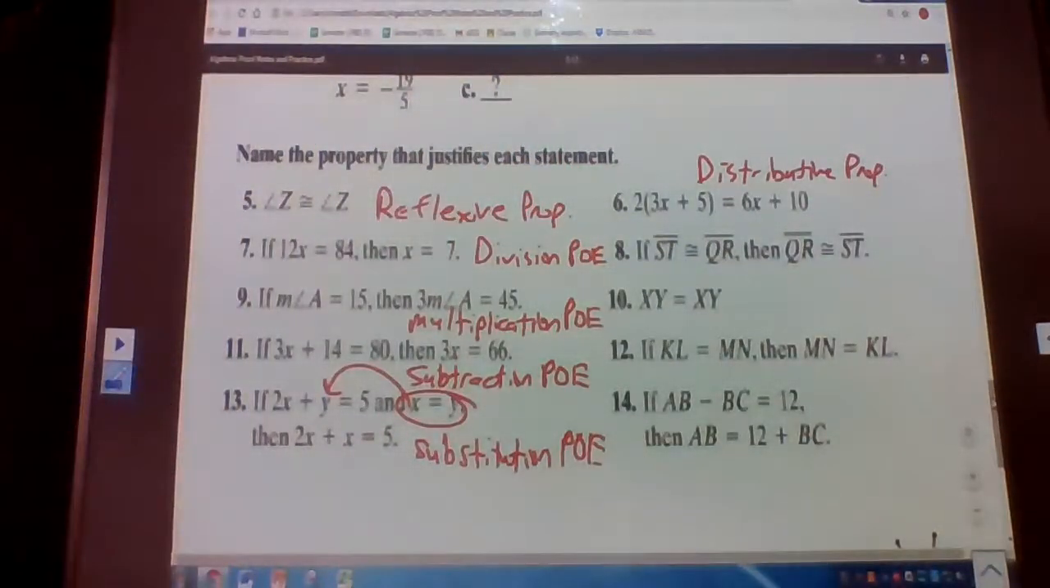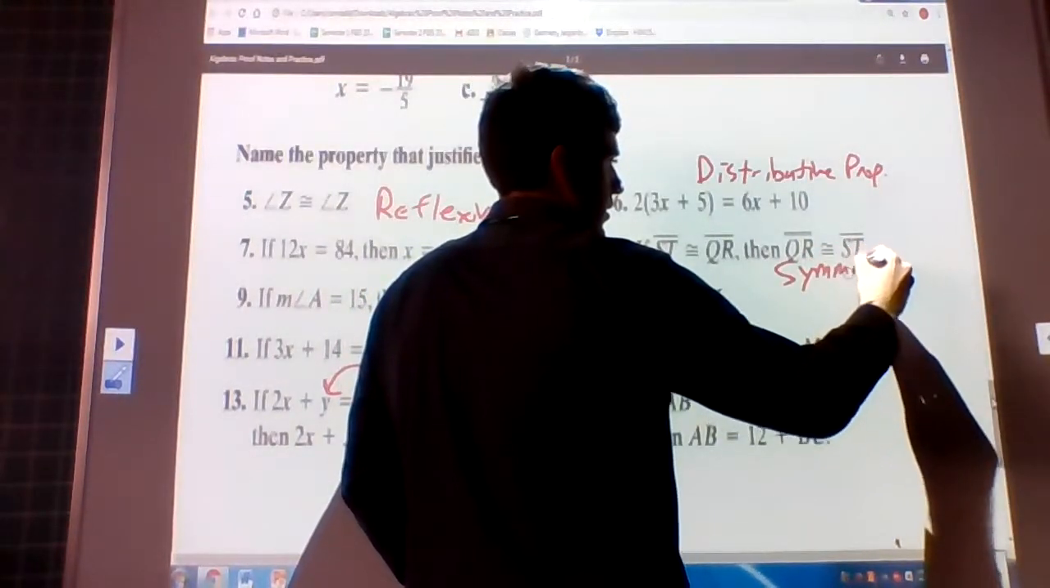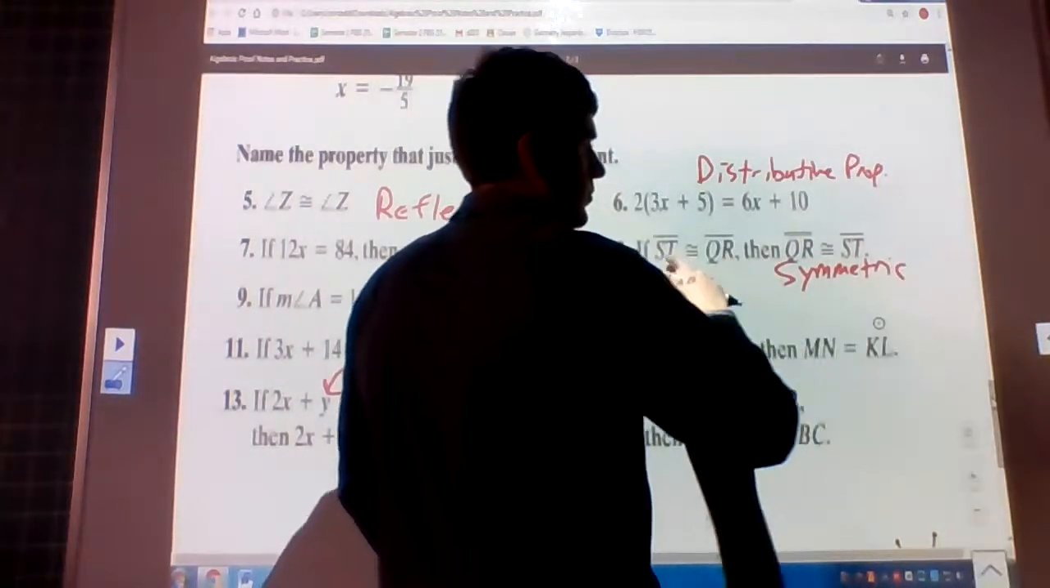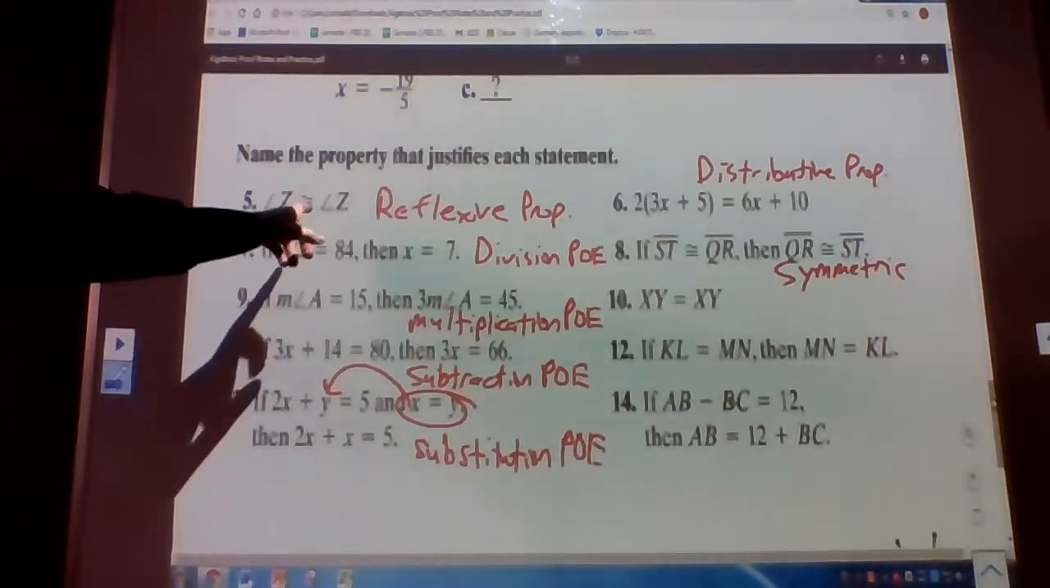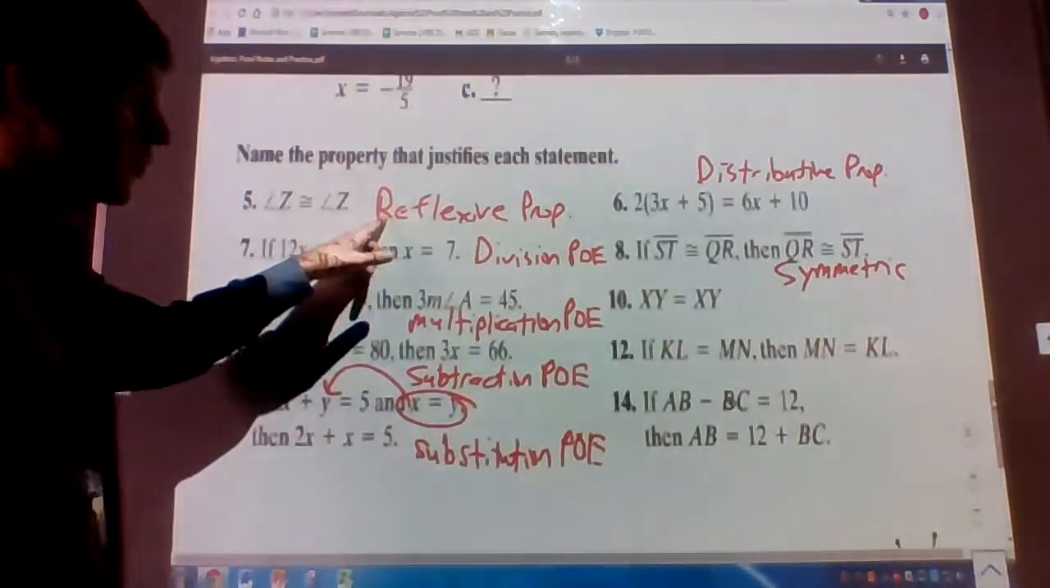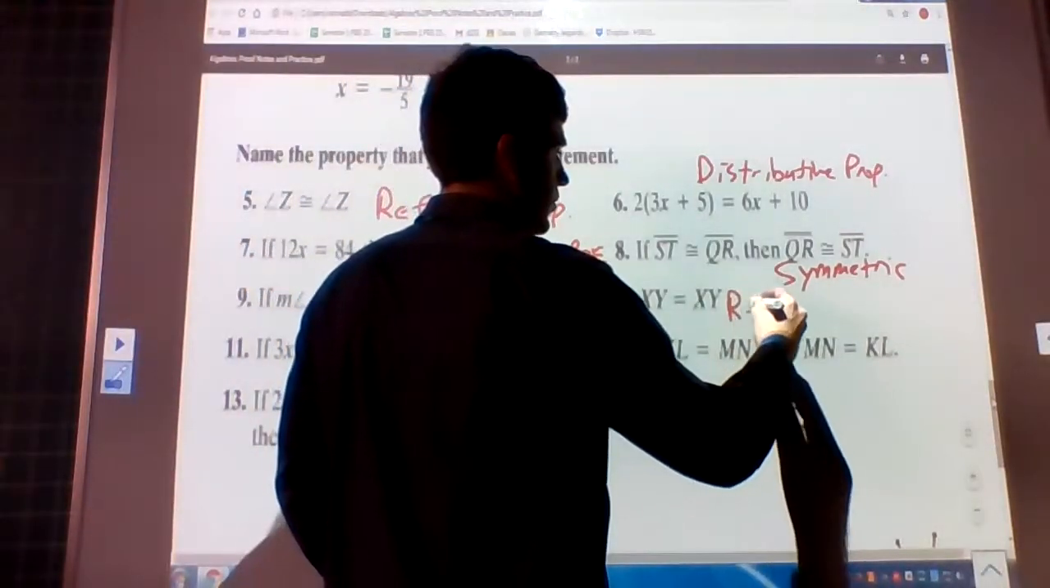If segment ST is congruent to segment QR, then segment QR is congruent to segment ST. That is our symmetric property. Right? You can just switch them. That's symmetric. Okay. XY equals XY. Okay. Again, that's reflexive. So this is really the reflexive property of congruence. This is our reflexive property of equality.